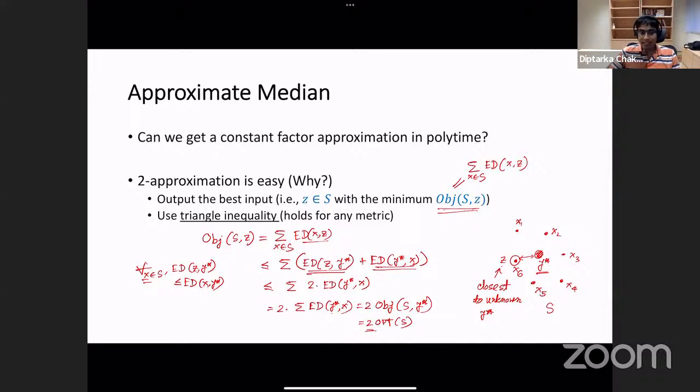And another interesting thing is that there is nowhere I use the fact that it is edit distance. The only thing we used is that it follows the triangle inequality. So that's why this argument holds for any metric space. So for any metric space, essentially, if you output the best input, it will give you a 2 approximation for the median problem.